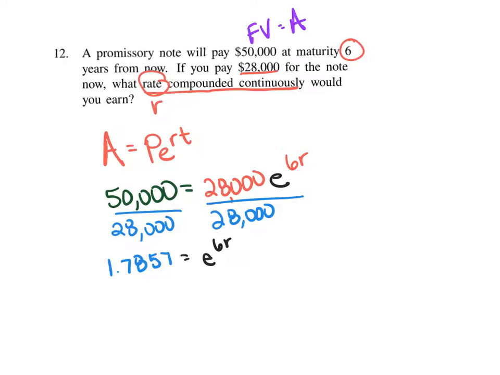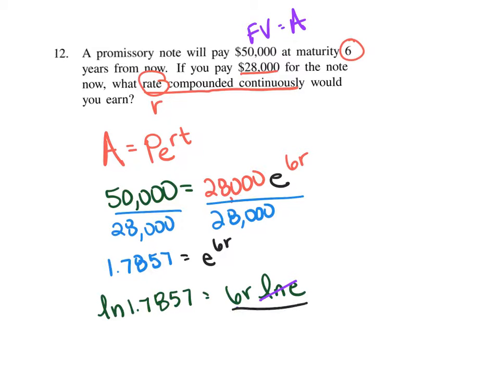Now, if I want to get rid of the e, again, this is the exponential, I'm going to use the natural log. And so I'll do natural log to both sides. So I'll say the natural log of 1.7857 is equal to 6R natural log e. Natural log and e will always cancel each other out. They're inverses of each other. So I'm left with 6R is equal to that.